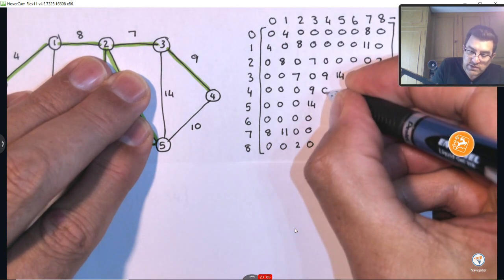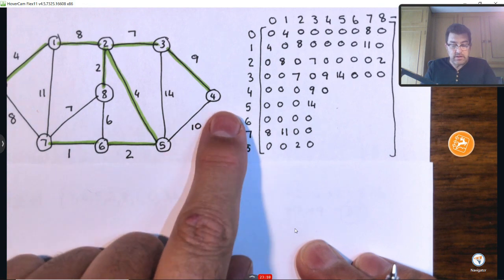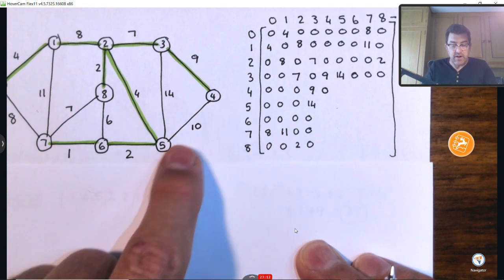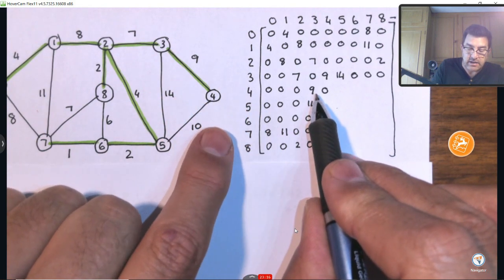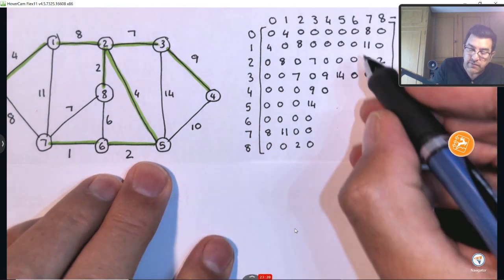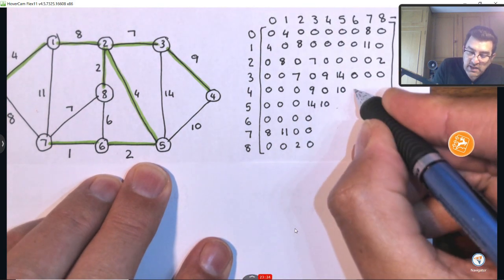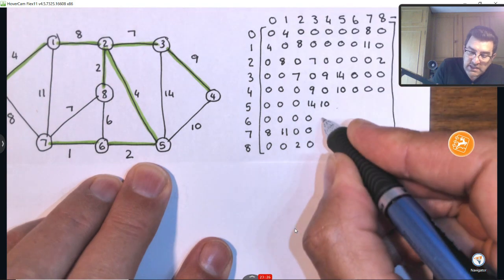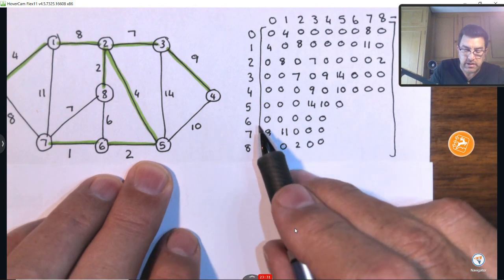Okay, 4 and 4 is 0. 4 connects with 2, with 5, and with 3. 3 is already in as a 9. So we can now say 4 connects with 5 with a weight of 10. A weight of 10 there. So 3 zeros here, 3 zeros over there, and a 0, 0 here.